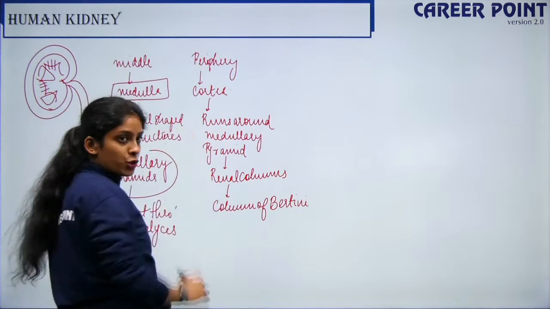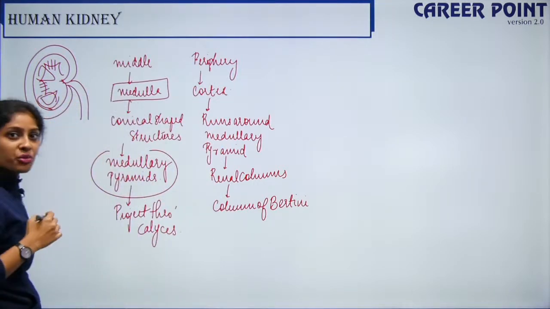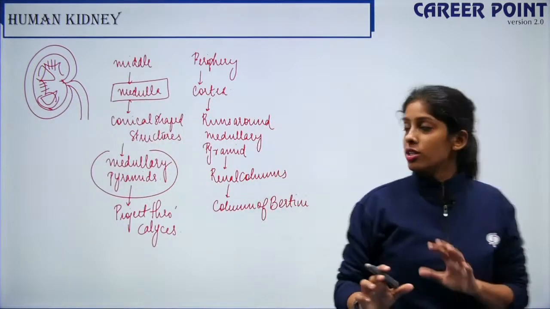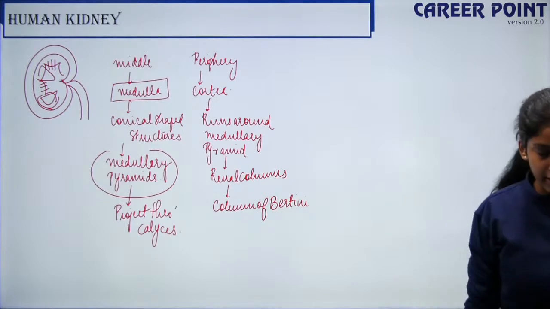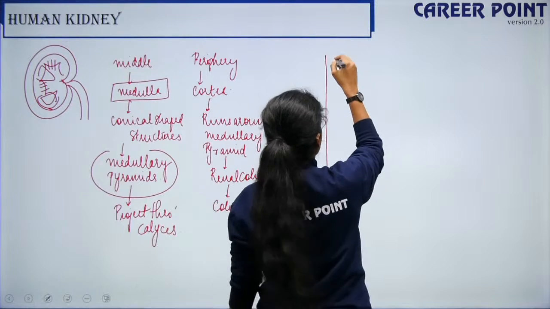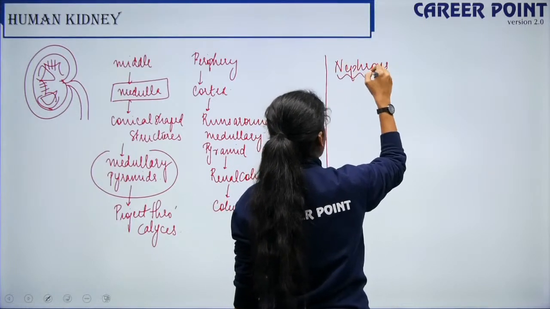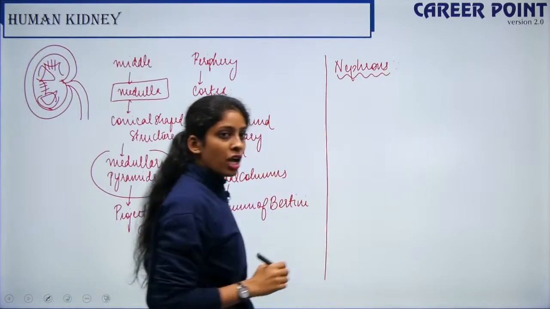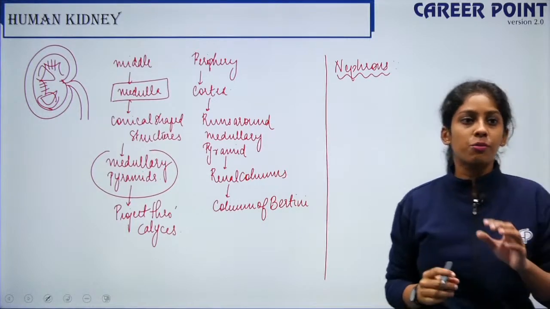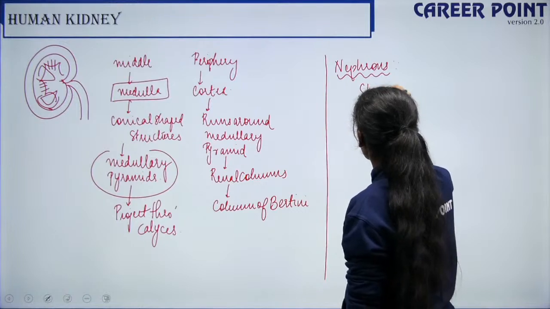Now the cortex region runs around the medullary pyramids like this as renal columns, which are known as the columns of Bertin. So this is the other half of the structure of the kidney. Now, what is the structural and functional unit of your kidney? It is the nephron. You have millions of nephrons in each of the bean-shaped kidneys.